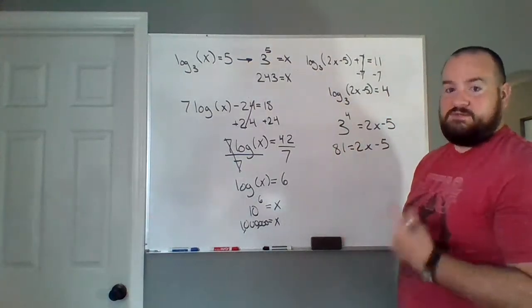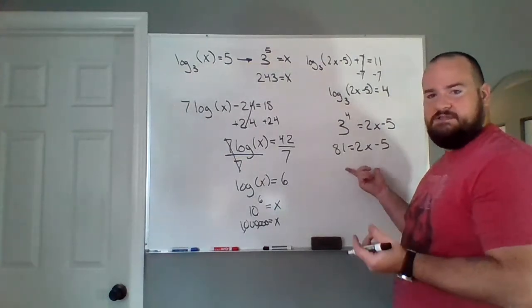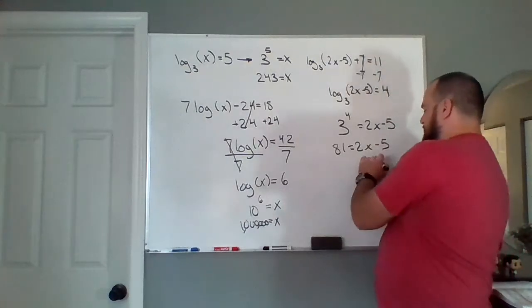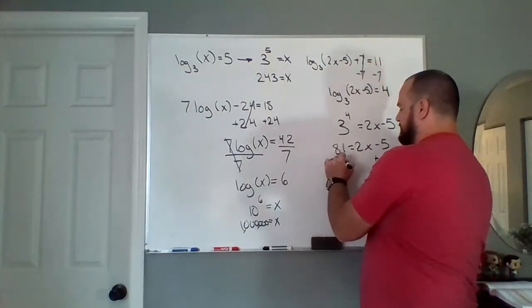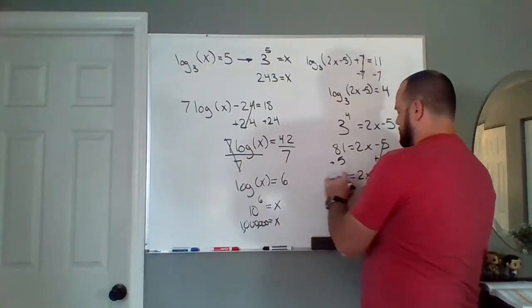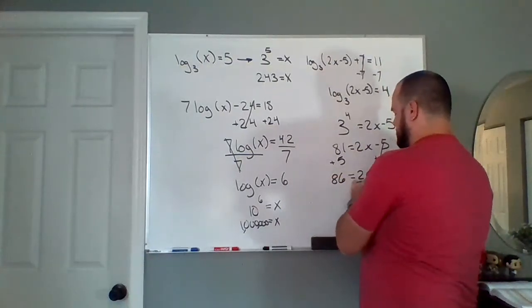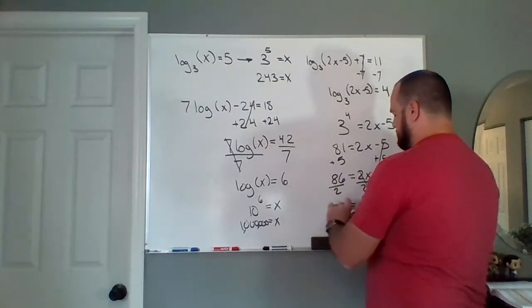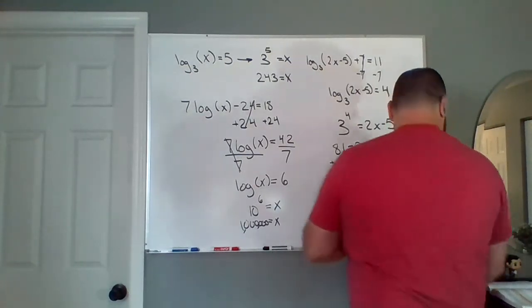Now that's an easy equation. We've seen equations like this, right? This is just a lovely linear equation. 81 equals 2x minus 5. So we add 5 to both sides. 2x equals 86. Divide by 2. x equals 43.